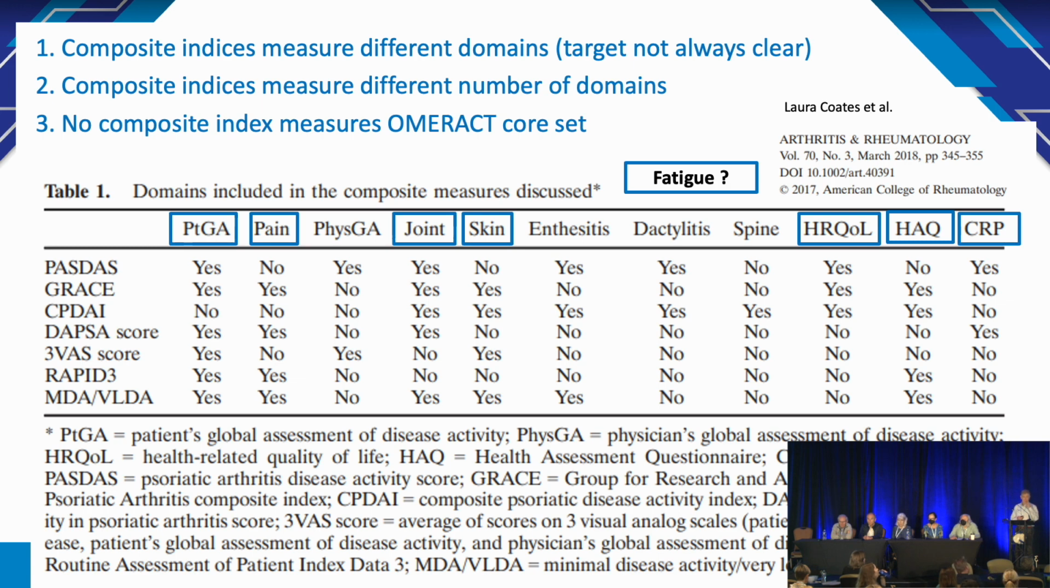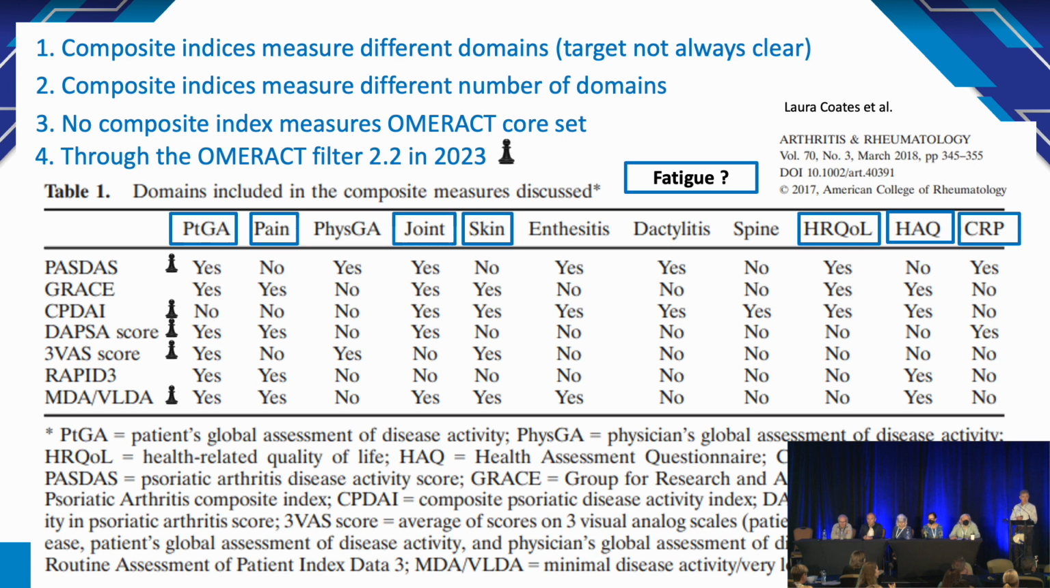So then, fatigue is one of the 8 items in the core set, but it's not measured in any of the composites. So now the working group, the PSA working group, the OMERACT working group, together with CRAPA, is assessing all the different composites. And it's fascinating because we want to understand what the differences are between them. We have to select which one we are going to recommend, but they are all different.